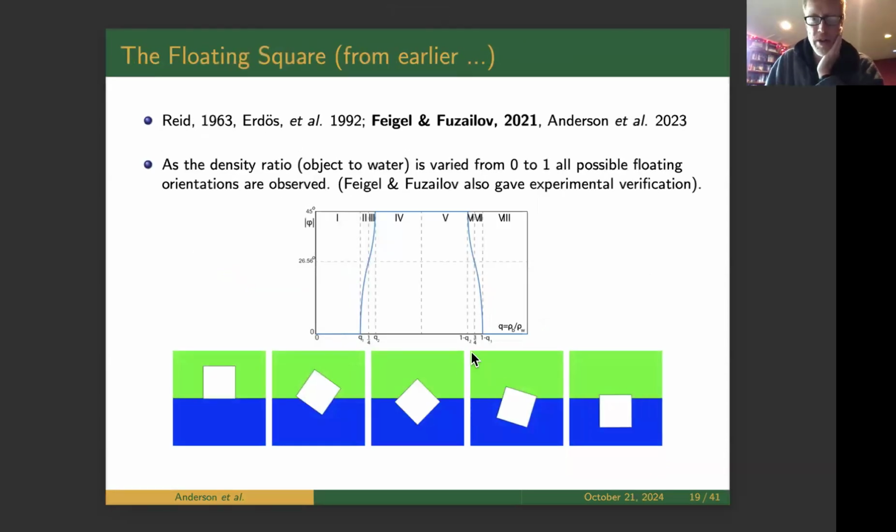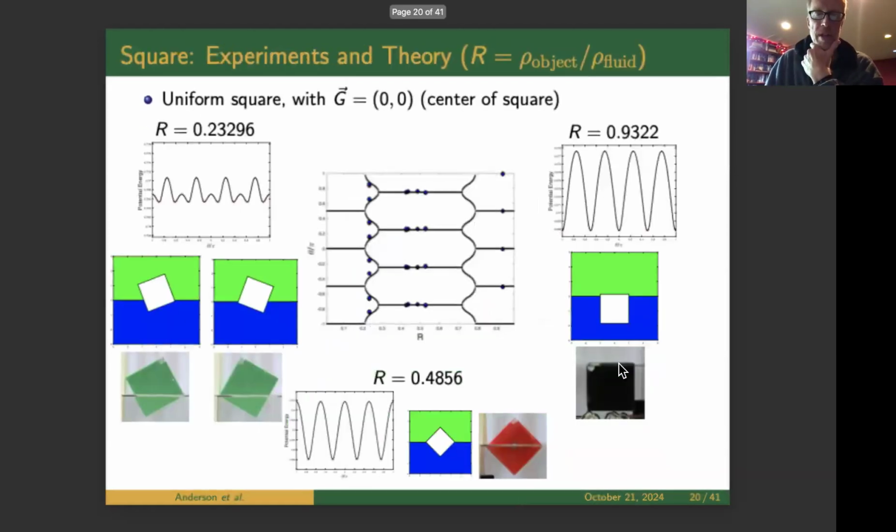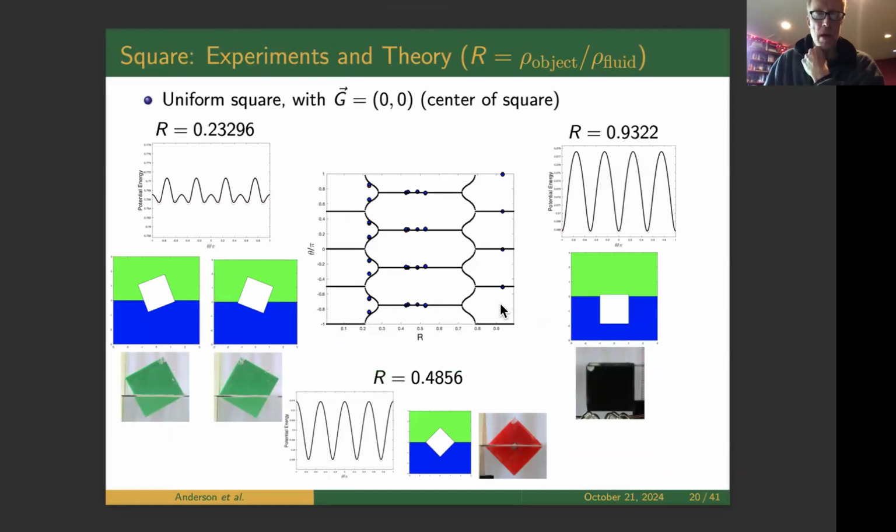So I'll go back to the square. I won't talk about this one again, just to remind you that there's this range of orientations for the square. But we did this sort of 3D print process with the square just to make sure that we could repeat that case.